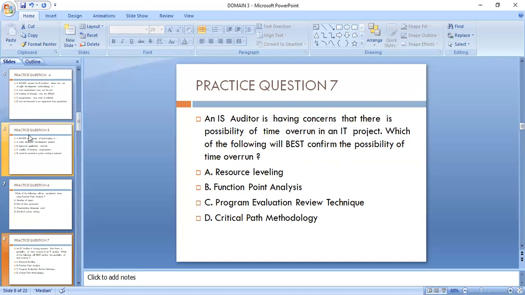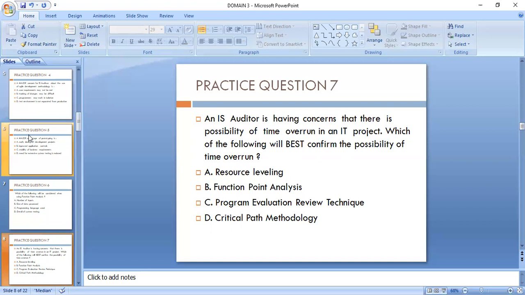As I've said before, resource leveling is basically used to allocate scarce resources. The project FPA is used for software size estimation. Critical path methodology is used to determine the duration, the minimum time the project will take. So we have an idea of the minimum time. But program evaluation review technique goes a step ahead of critical path methodology. They do the same thing. They are used to determine the minimum duration the project will take. That is the time on the critical path.